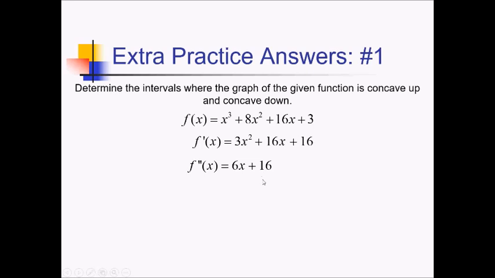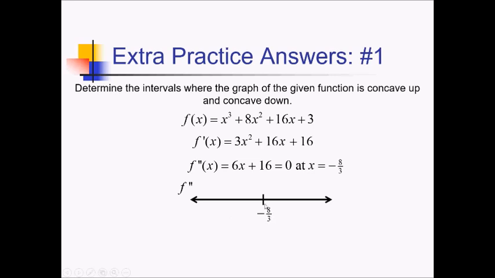I need critical values for this, so let me set this equal to 0. And I can solve this pretty quickly if I subtract 16 and divide by 6. Negative 16 over 6 reduces to negative 8 over 3. So that's my critical value that I'm going to put on an f double prime number line here. And now I can test around that critical value.